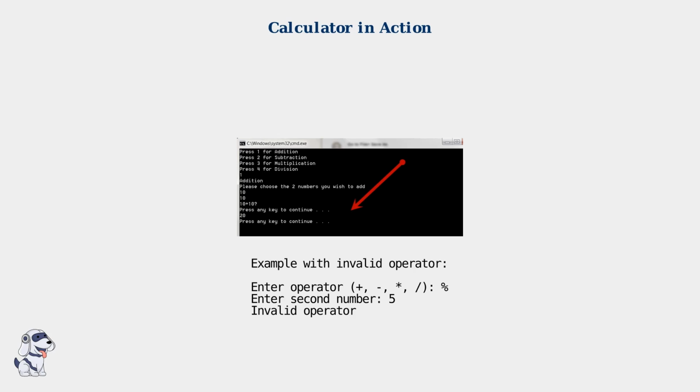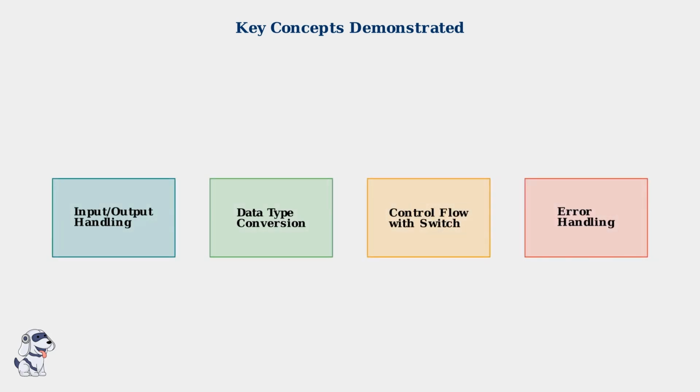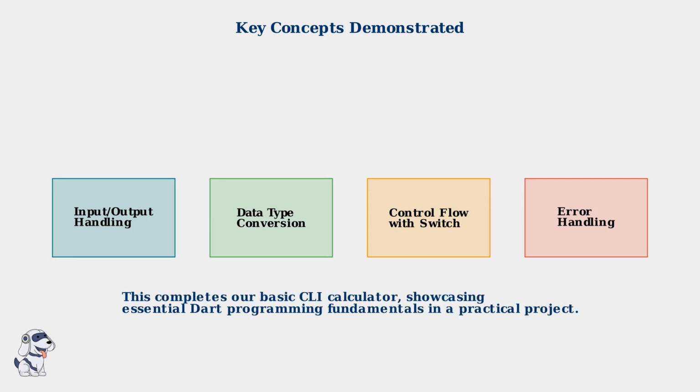Our CLI calculator project demonstrates four fundamental Dart concepts: input and output handling with stdin and print, data type conversion from strings to numbers, control flow using switch statements, and proper error handling for invalid input. This completes our basic CLI calculator project. You've now built a functional program that demonstrates essential Dart programming fundamentals in a practical, real-world application.